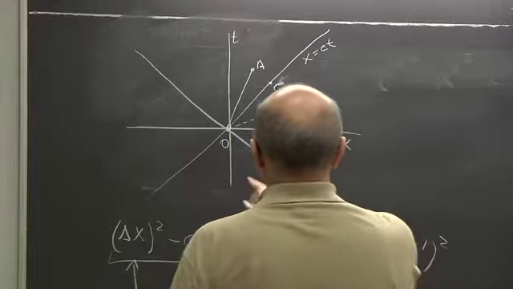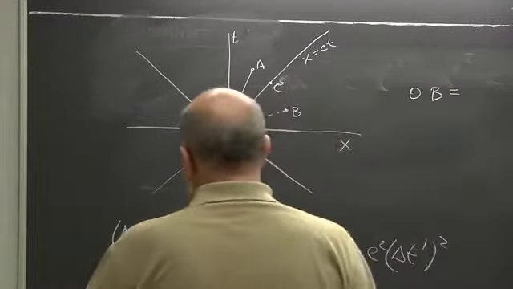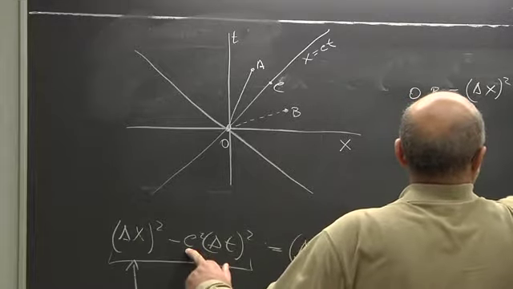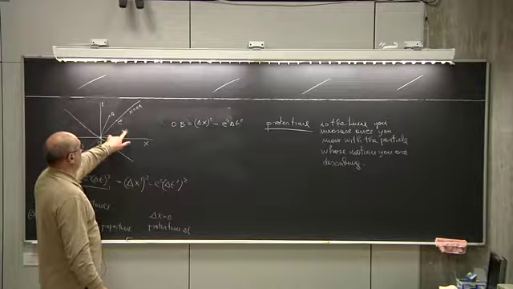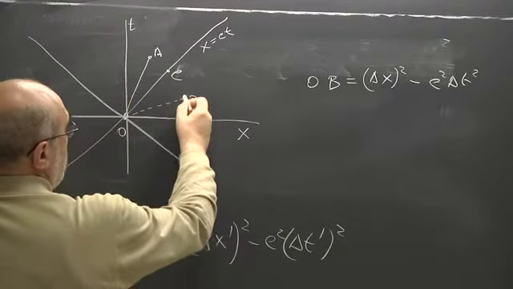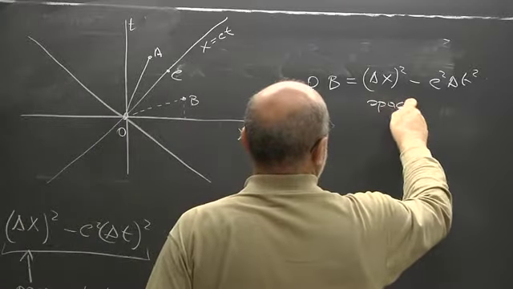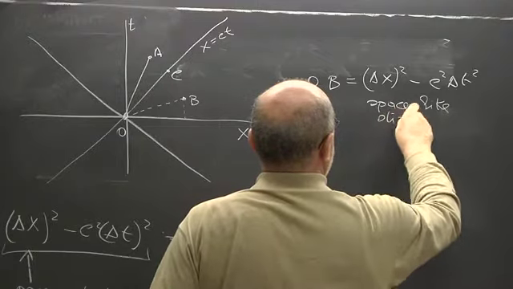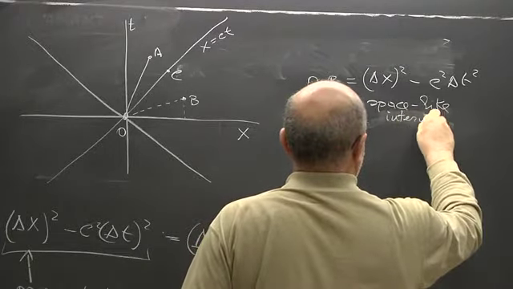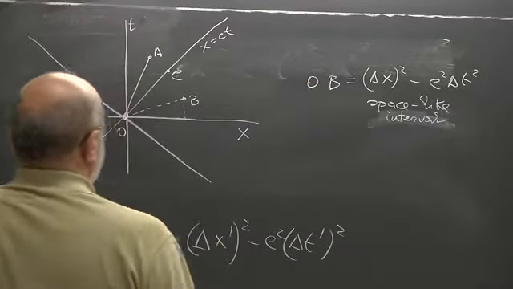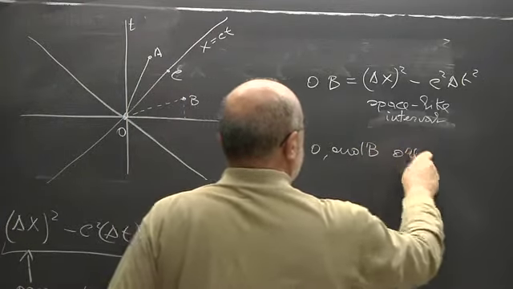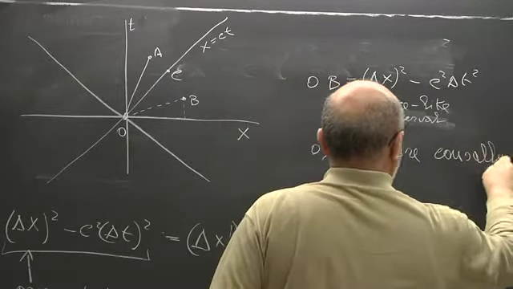Then if we measure the distance OB, delta x square minus c square delta t square, you see that this quantity is positive because delta x is bigger than c delta t. So this is a space-like distance or interval. And these two, O and B, are causally disconnected.